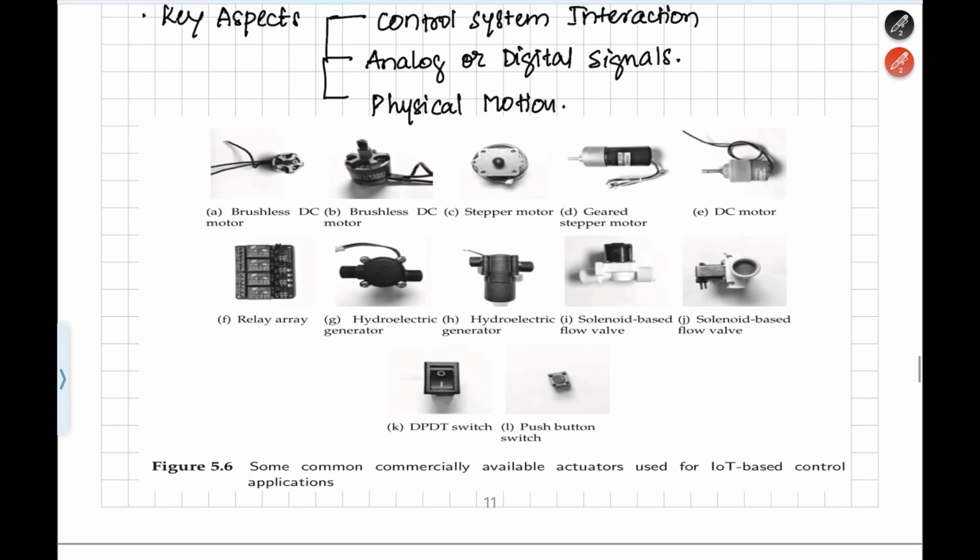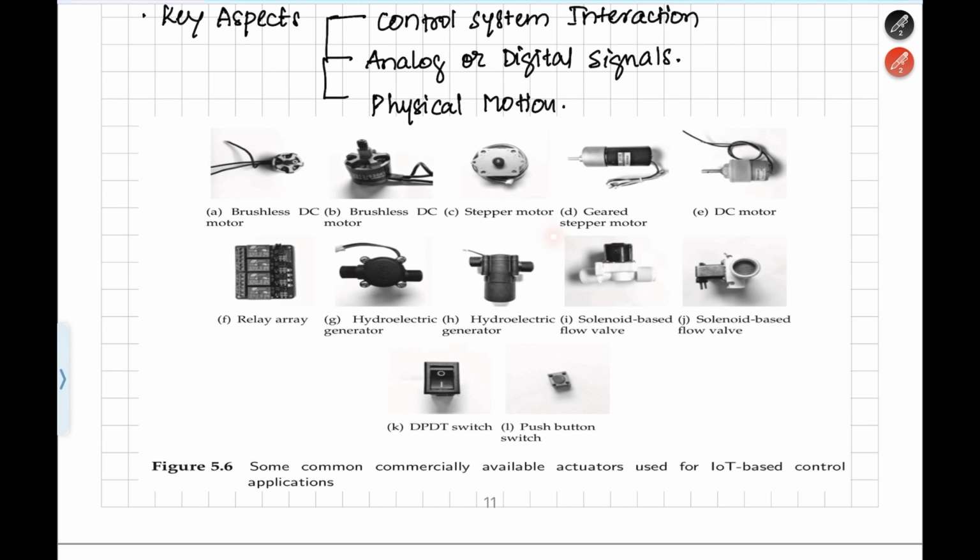Now let's see some commercially available actuators used for IoT based control applications. The first one we have is the brushless DC motor. This is used in high efficiency motors with precise speed control. We can find brushless DC motors being used in drones or electric vehicles, and they are also used in robots, industrial robots, and all of that. Then we have the stepper motor. A stepper motor is used for precise positioning in discrete steps. So it is used in 3D printers or camera sliders or robotic CNC machines and all of that.